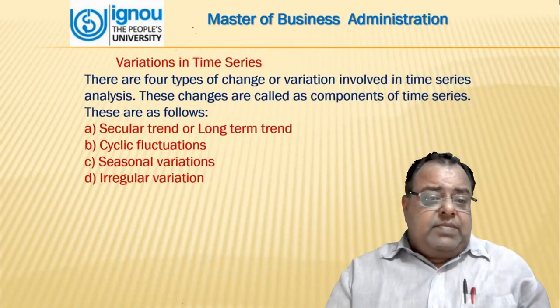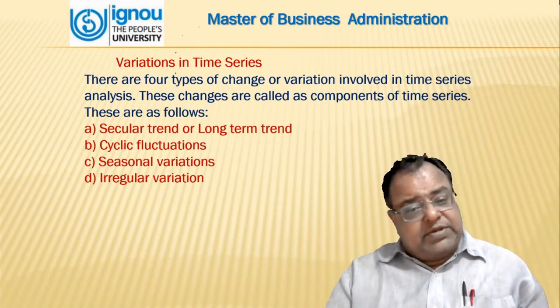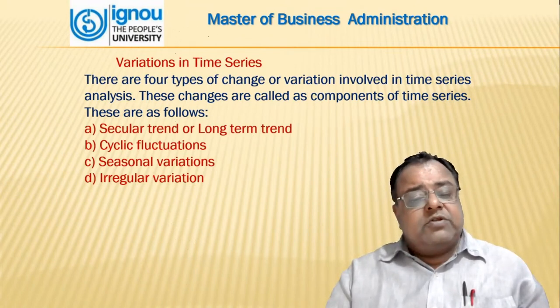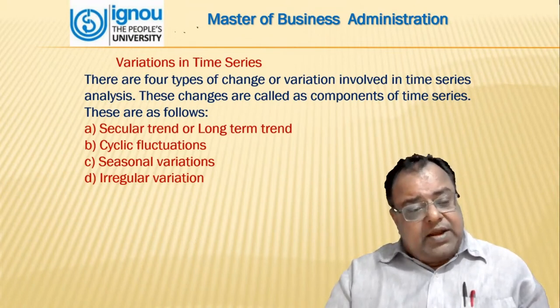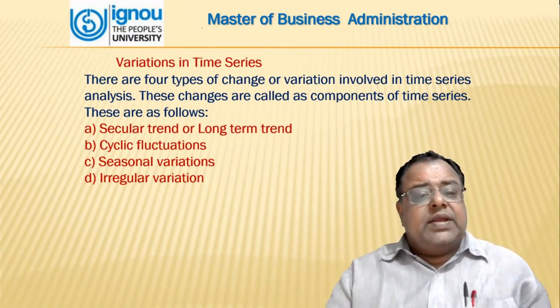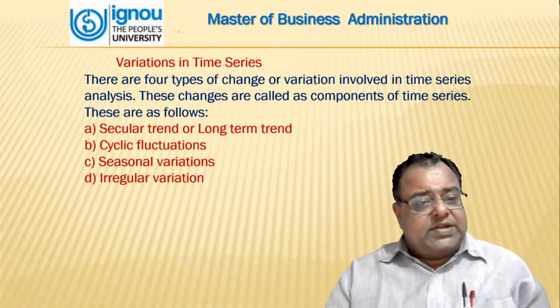Now, what is meant by variations in time series? There are four types of change or variations involved in time series analysis. These changes are known as components of the time series. They are secular trend or long-term trend, cyclic fluctuations, seasonal variations, and irregular variations.